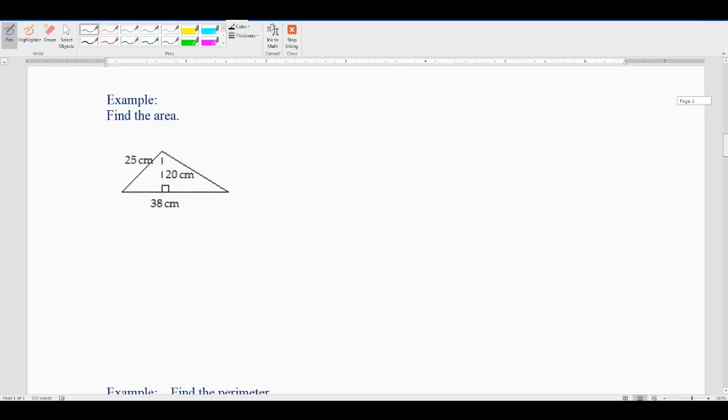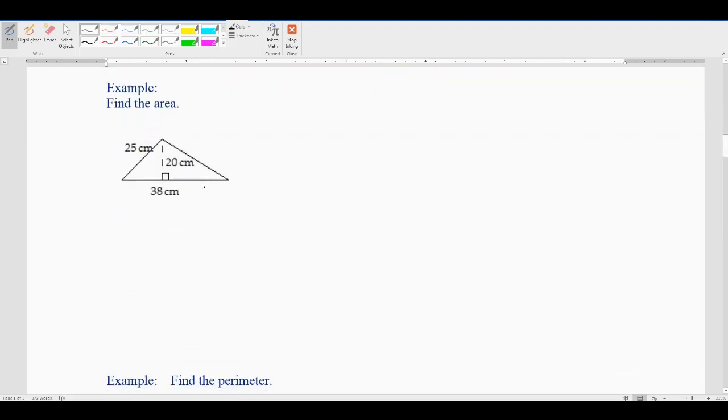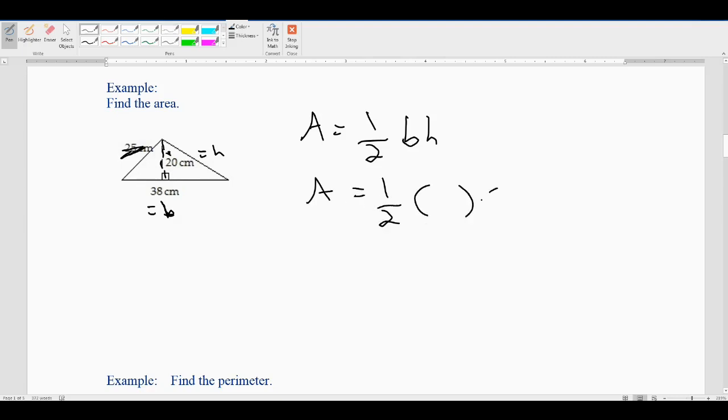So let's do a couple of examples. This is a triangle. We're going to find the area of this triangle. So the formula for the area of a triangle is 1/2 base times height. Well, this bottom part is called the base. And then this 20 is going to be the height, because it represents that part right there, this line. That number has nothing to do with the area. So all we're going to do is take our base, which is 38, and our height, which is 20, and substitute them in. And we're going to find the answer to this.